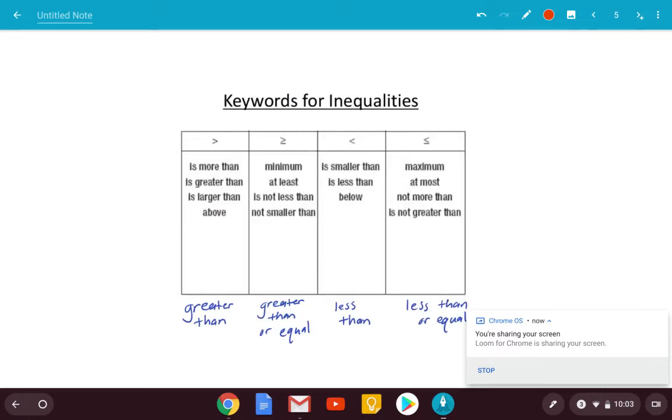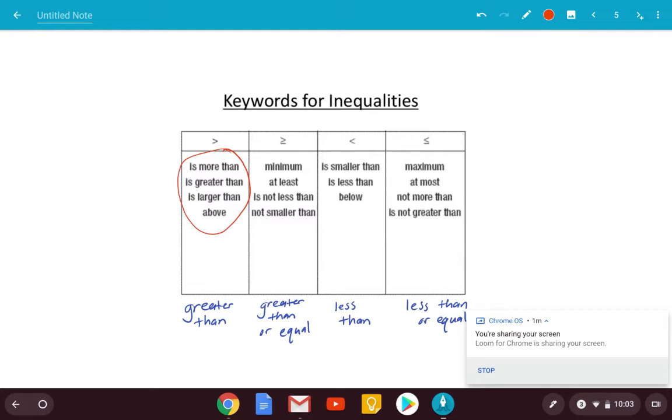Some really important key words to look at when you're writing inequalities. When something is greater than, usually it will say words that are similar to this: x is more than something, this is greater than something, it is larger than, or it is above. So one really good example is if you're talking about something above sea level, or above this elevation, you're looking for the greater than symbol.